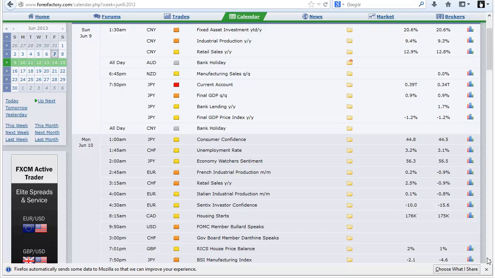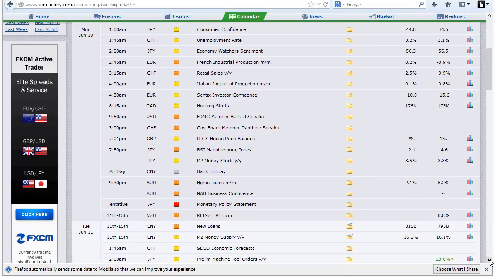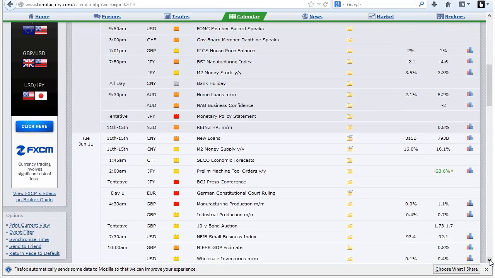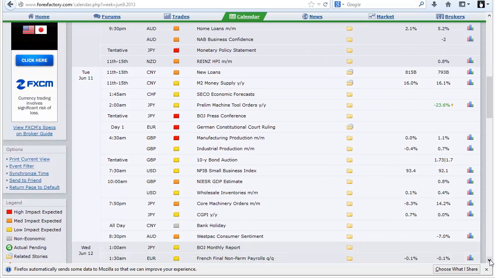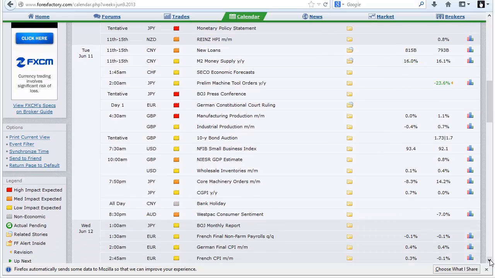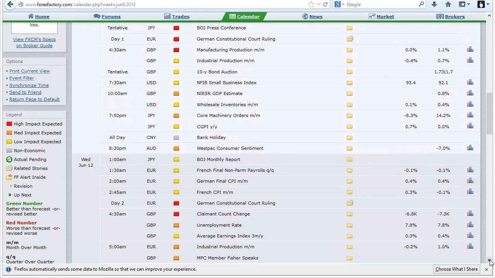Monday morning, in the wee hours of the morning, 1 a.m., we've got Japan's consumer confidence number, Switzerland's unemployment rate at 1:45 a.m. Eastern Time, minor data after that, retail sales out of Switzerland, Italian industrial production, housing starts out of Canada, no data out of the U.S. on Monday at all. Bank holiday for China, again, going into the second day of the week. Australia has home loans in the evening going into Monday as they start their week after their holiday. New loans and M2 money supply out of China coming out sometime during the week, potentially Tuesday. We've got preliminary machine tool orders out of Japan on Tuesday.